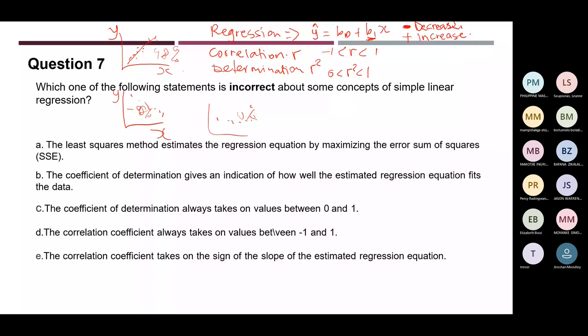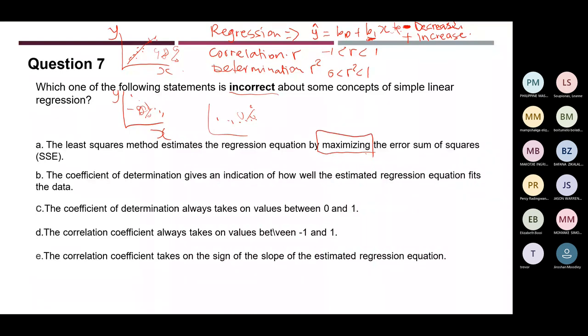Because we're looking for the incorrect statement, that is the incorrect one. It doesn't do that, because even though there are some residuals, we don't estimate by maximizing the errors. We try to minimize the errors, because we want to make sure that there are only a few of those errors creeping up from your least squares. As much as we want to estimate new values, we need to make sure that the estimates are as close as possible to the original values. So the bigger the errors, the worse your estimations are as well. So that's a no-no, okay?